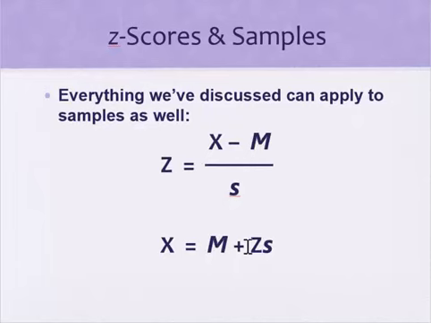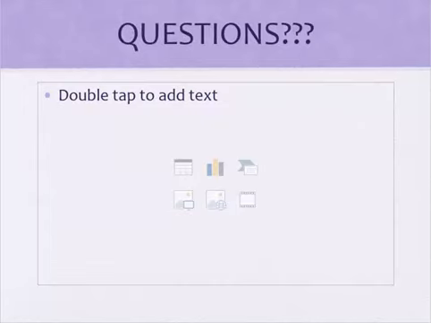The sample mean plus the z-score times the sample standard deviation, right? So the only thing that changes is the notation. The equations are exactly the same. Okay. And I should go back.